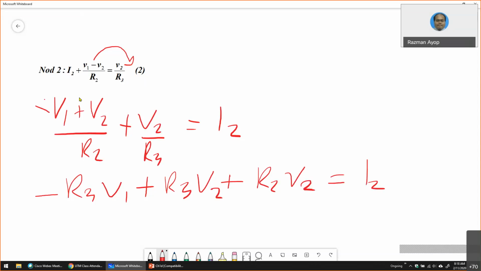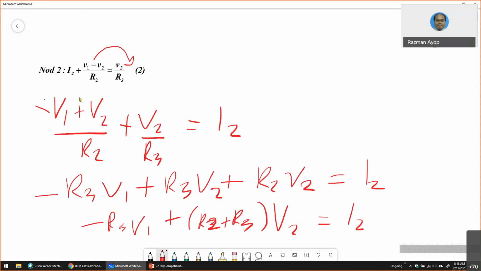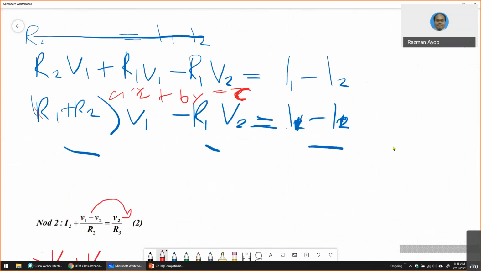So after this, you have to group it together. So negative R3 V1 plus R2 plus R3 times V2 equals to I2. So you get the second simultaneous equation. So the first one is this one. Sorry, my pen cannot work.